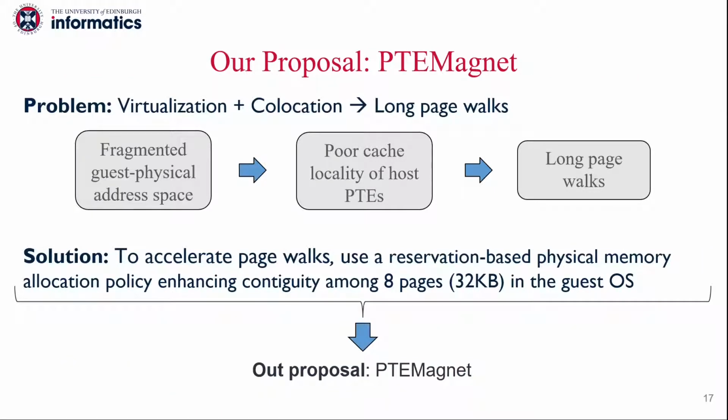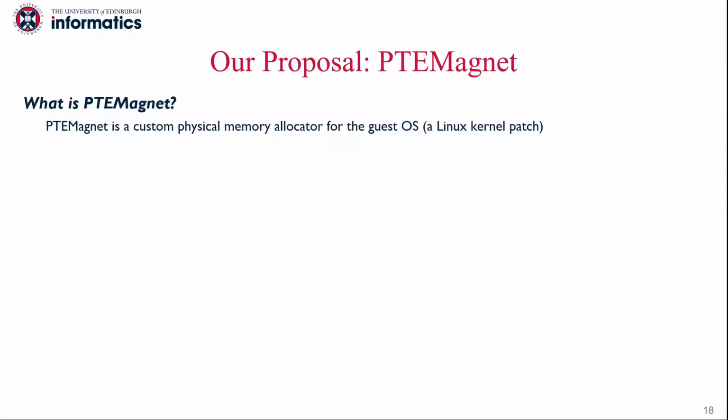This brings me to our proposal, PTEMagnet, a reservation-based physical memory allocator enhancing contiguity among 8 physical pages in the guest operating system. PTEMagnet is designed for accelerating page walks in collocation. Let's talk about PTEMagnet in more detail. As I said earlier, PTEMagnet is a custom physical memory allocator for the guest operating system. PTEMagnet can be implemented as a patch for the Linux kernel of the guest operating system.